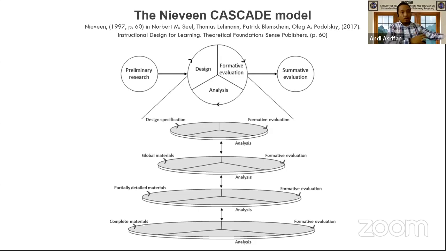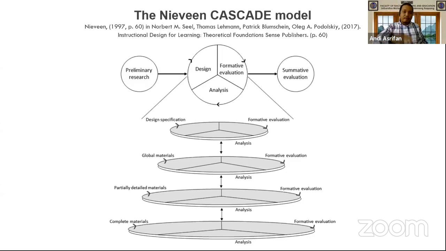We do the small research before the main research, the preliminary research, and then after taking the data from the preliminary research, we design based on the problem we found in the field, and then we do the formative evaluation, and then we analyze it, and then the last step we do the summative evaluation.